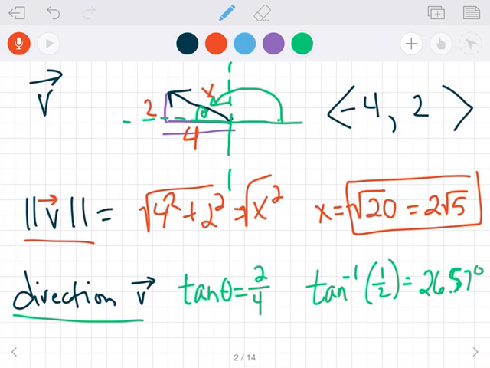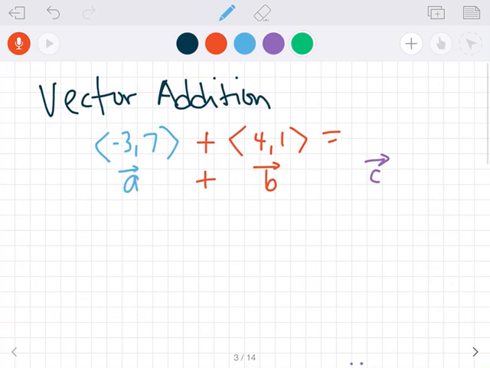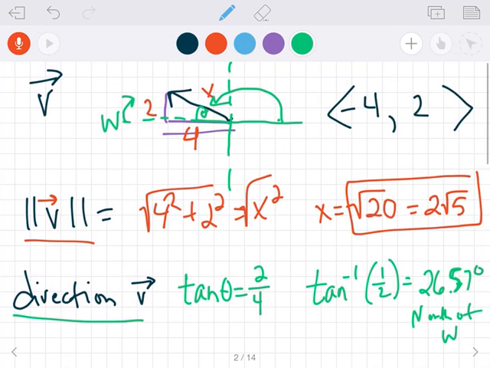So if we say this direction is west and we want to go that many degrees north of west, we could say 26.57 degrees north of west. Too close to the corner here. So we're just going to leave it as W, north of west.